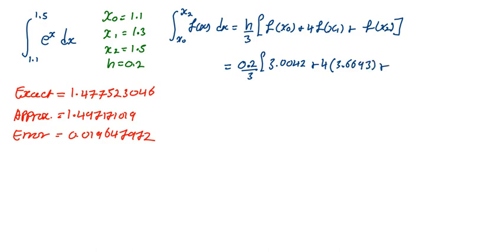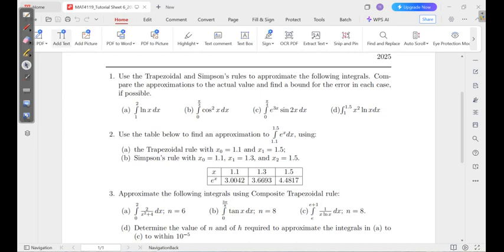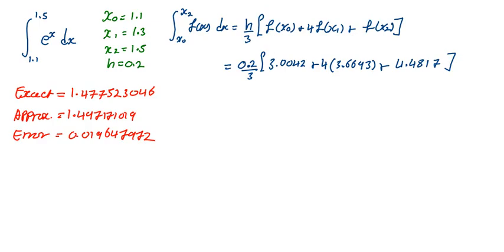3.6693 plus f of x sub 2. Okay, so that is e to the 1.5, so that would be 4.4817. They are using 4 decimal places. I believe it's exactly the way it is here. So it's just a matter of now summing all these up. So we are saying 4 multiplied by 3.6693, we get that value, plus 4.4817 plus 3.0042, multiplied by 0.2 divided by 3.